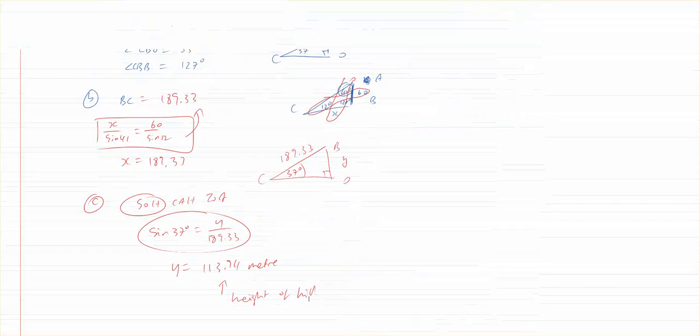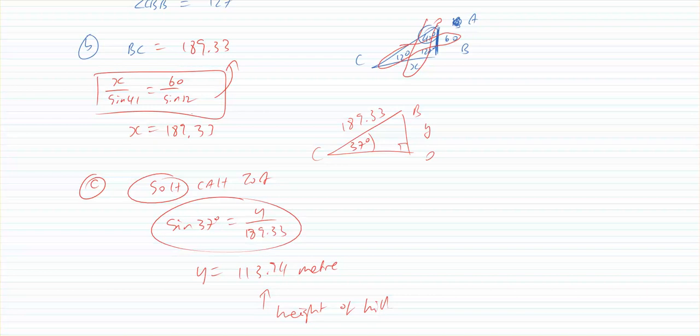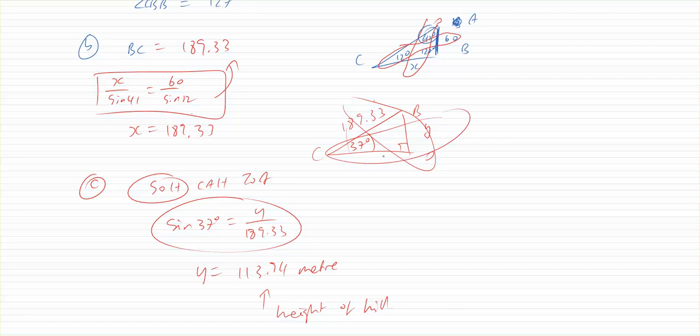Okay, hopefully that helps. Sometimes you don't always have to use a sine rule. You've got to be smart about it. You can technically use the sine rule and go, all right, this is my first pair and that's my second pair, but you don't need to.